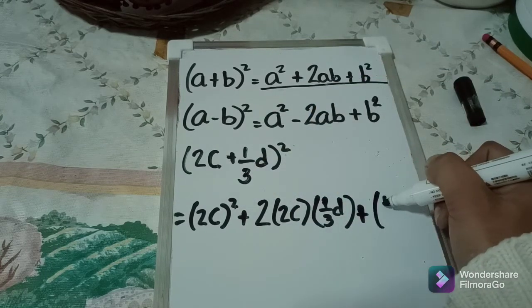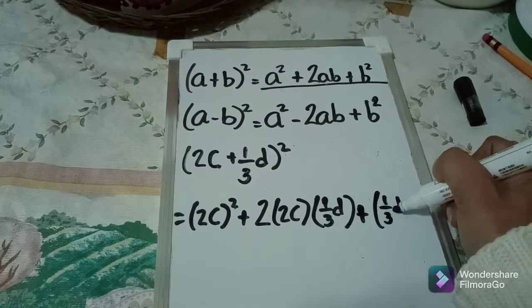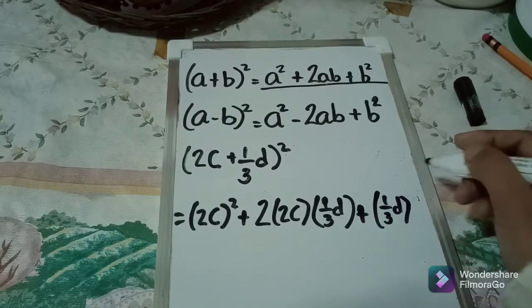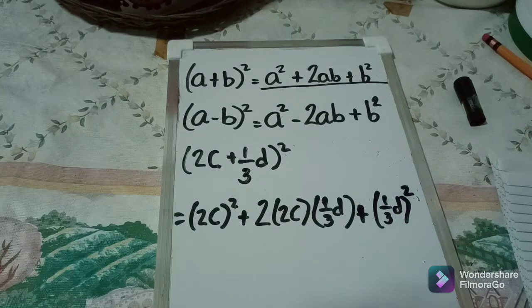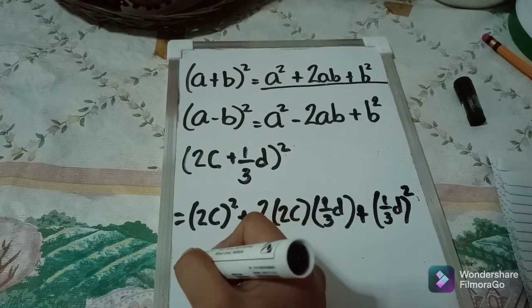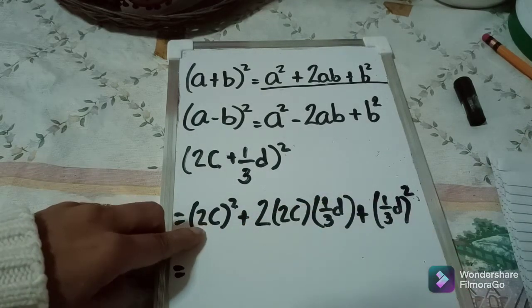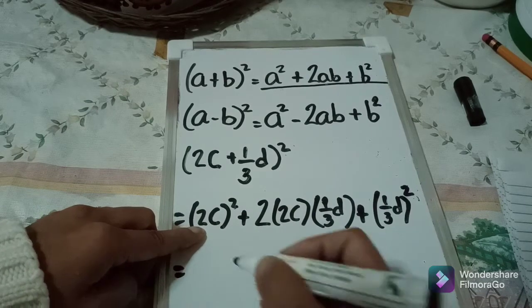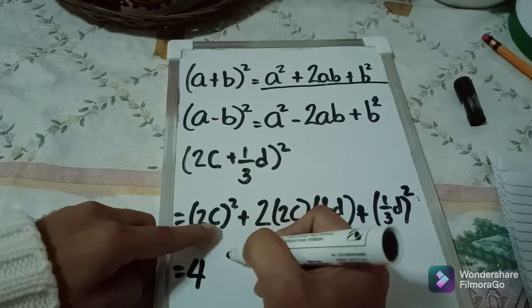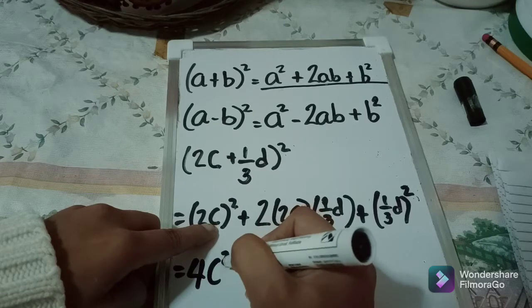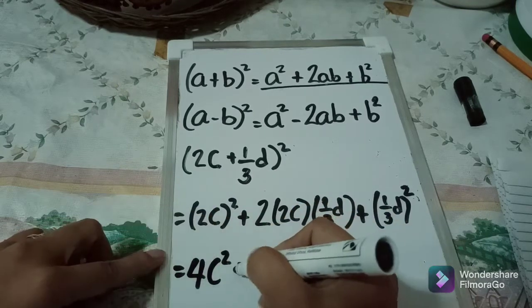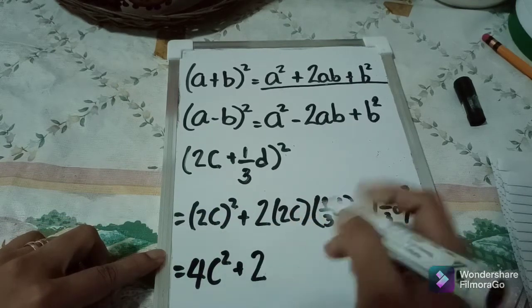So, 1/3 d squared. Okay. Next one, square ng 2. 2 times 2, 4. And then c square. Next one, let's copy 2.